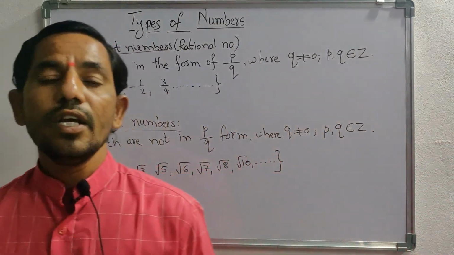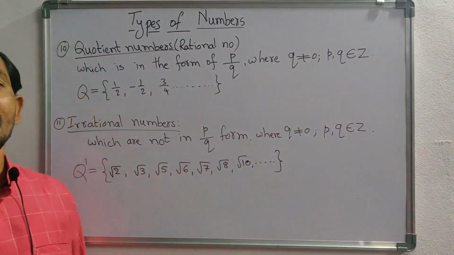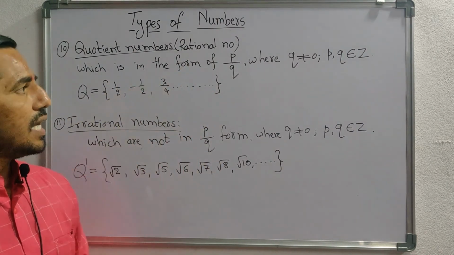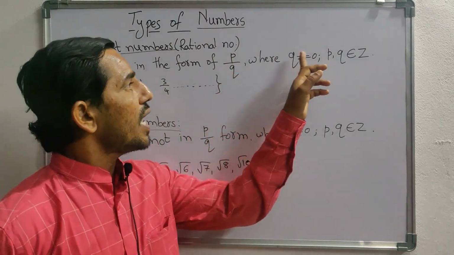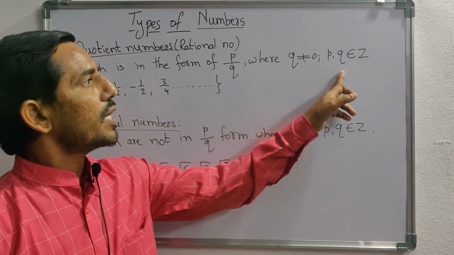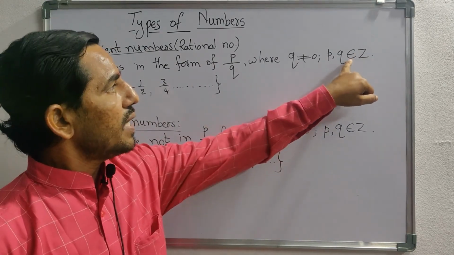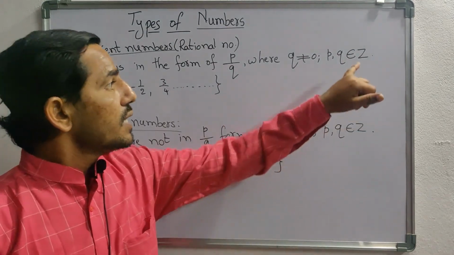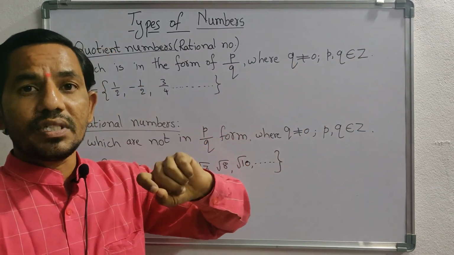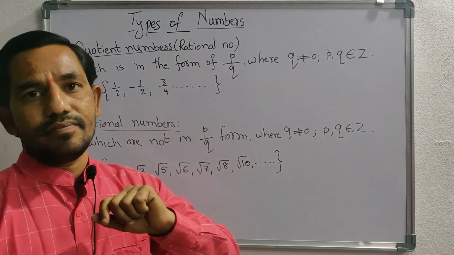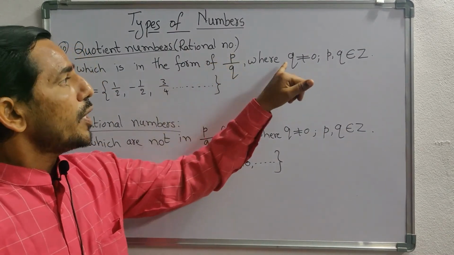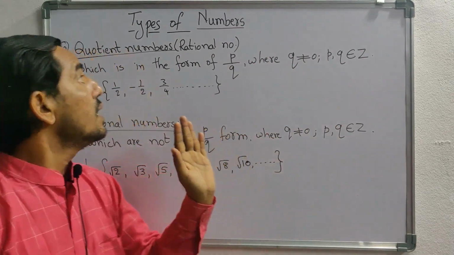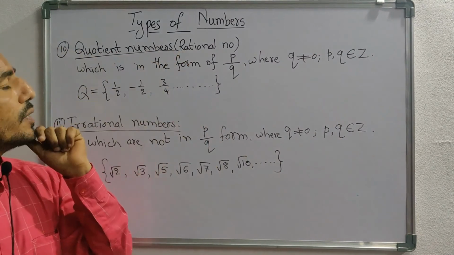Once again, the definition: a number in the form of p by q, where q is not equal to 0 and p, q belong to Z. This symbol indicates belongs to. Belongs to means that the number is in the given set. So the p by q form, q not equal to 0, p, q belongs to Z, those are rational numbers or quotient numbers.